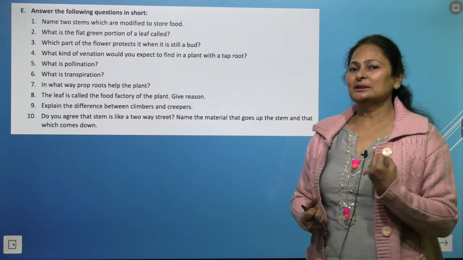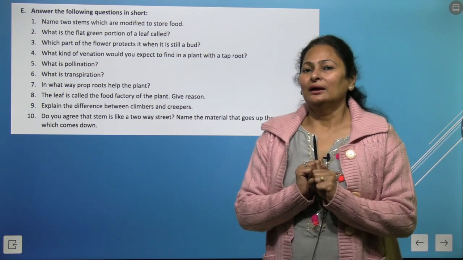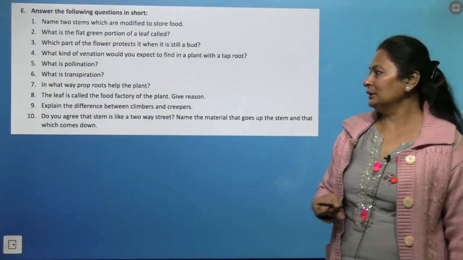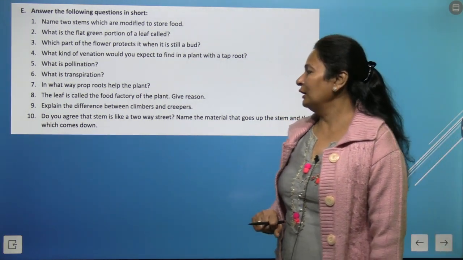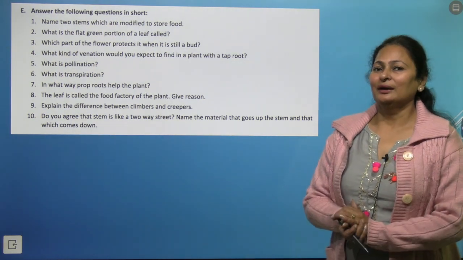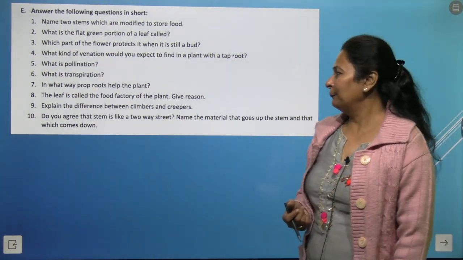It is growing towards the ground and it grows and gives extra support to the tree. The leaf is called the food factory of a plant. Give reason that you can do it. It brings food for the plant.